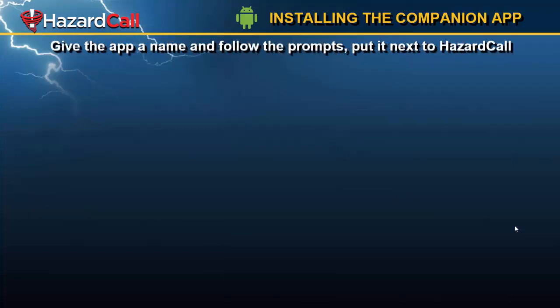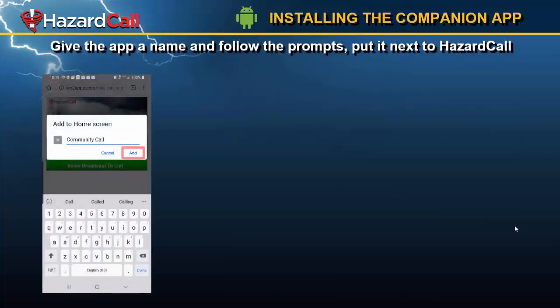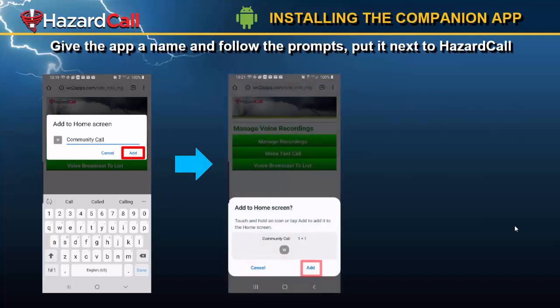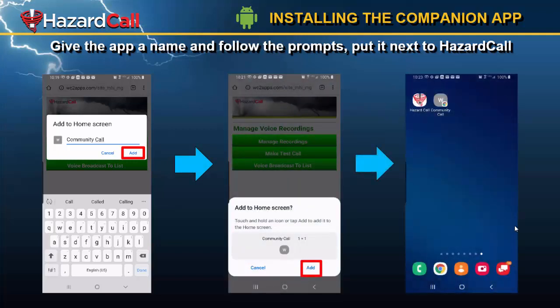Now you'll follow the prompts to give the app a name. Call it Community Call. We really recommend you do that so that you can tell what it is. And then you'll add it to the home screen, and it'll show up. We recommend that when the icon appears, you move it so that it's next to where you already have Hazard Call on your phone.